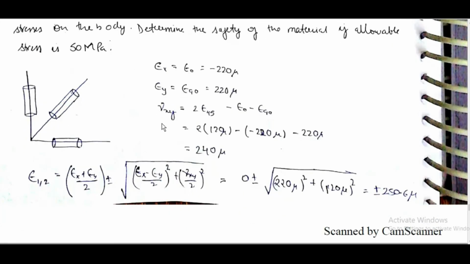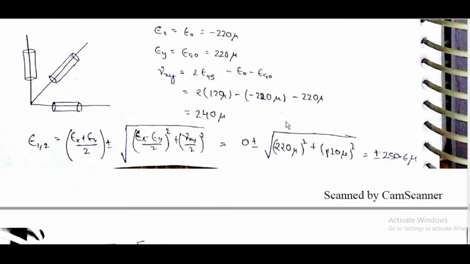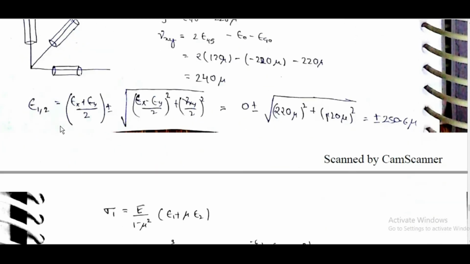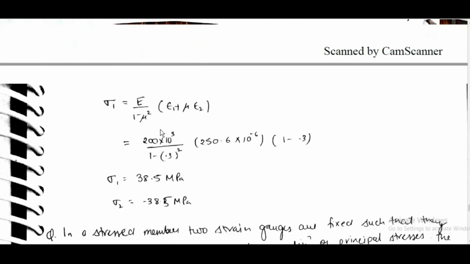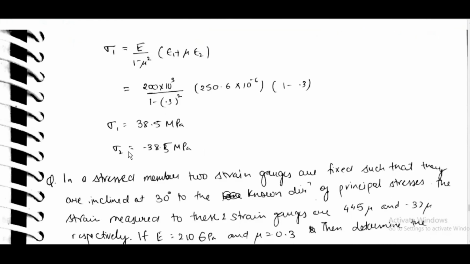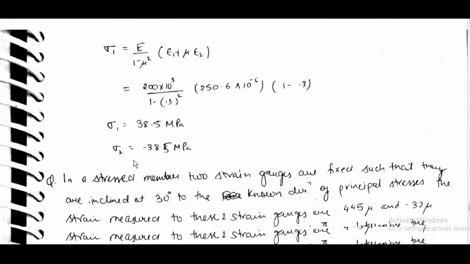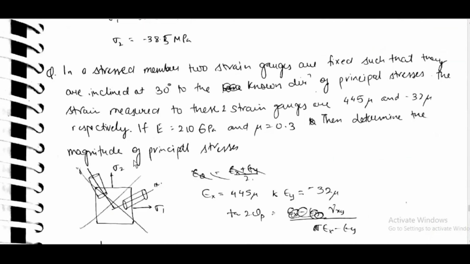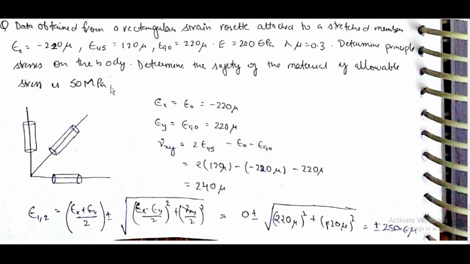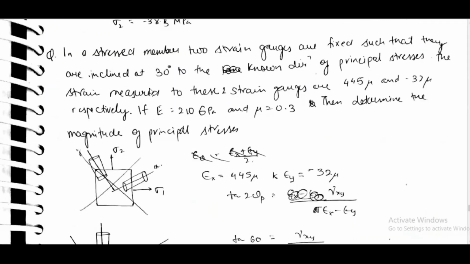Epsilon x, epsilon y, gamma xy, we can get: 2 epsilon 45 minus epsilon 0 minus epsilon 90. And epsilon 1, 2 we can get like this. From this, sigma 1 is equal to E by (1 minus mu square) into (epsilon 1 plus mu epsilon 2). Sigma 1, sigma 2 we can get. As it is less than allowable, it is safe.